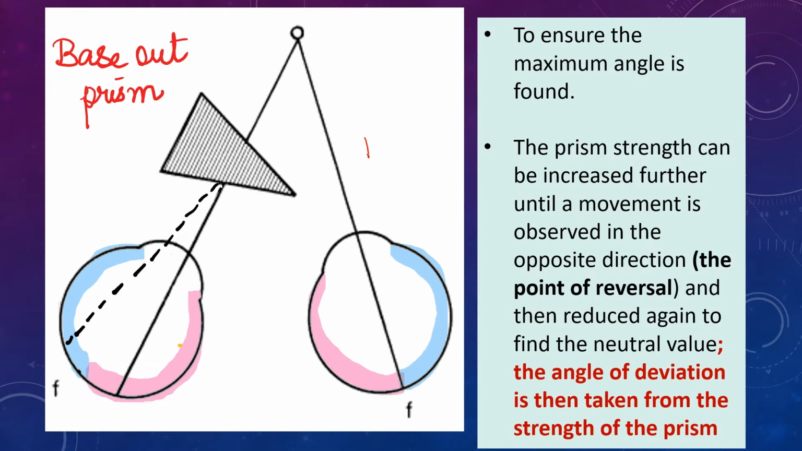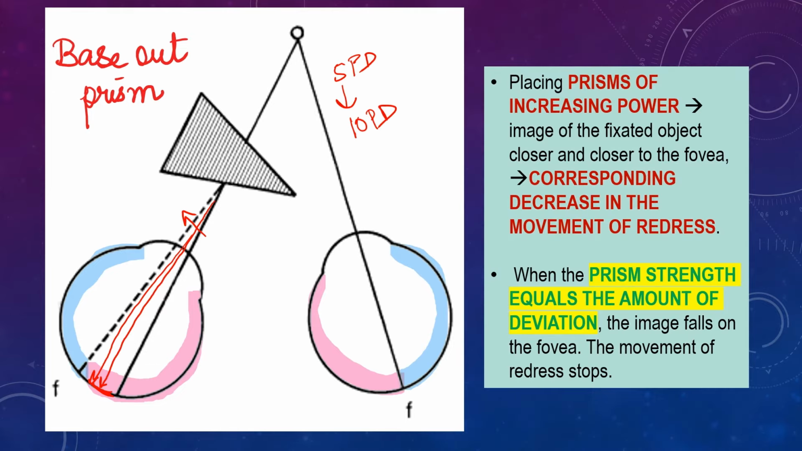Okay, so now suppose we increase it to about 15 prism diopter. The image is shifted exactly on the fovea. Now, is there any need for the eye to show any redressal movement? No. If the image is formed on the fovea, there will be no redressal movement, and that is the spot where the prism strength will be equal to the amount of deviation.